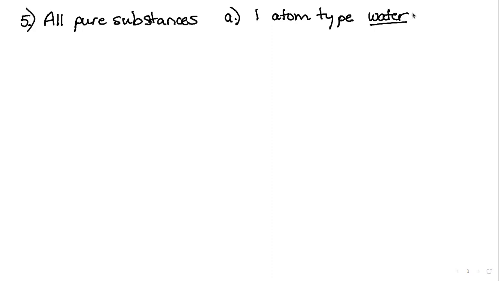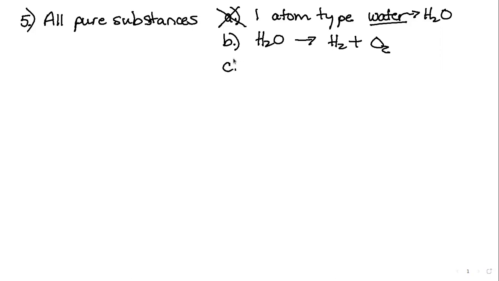That's what I was thinking about. Water is a compound. It has 2 different types of atoms, so this can't be right. Okay, B is can be broken down into simpler substances. Well, H2O could be broken down into simpler substances, could be broken down into hydrogen and oxygen. That really cannot be broken down into simpler substances certainly describes an element.